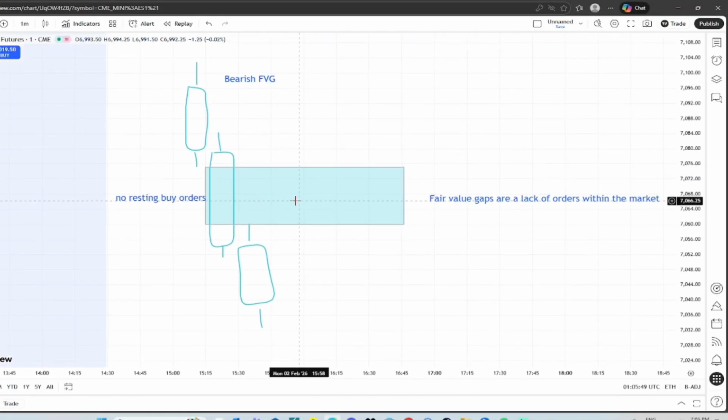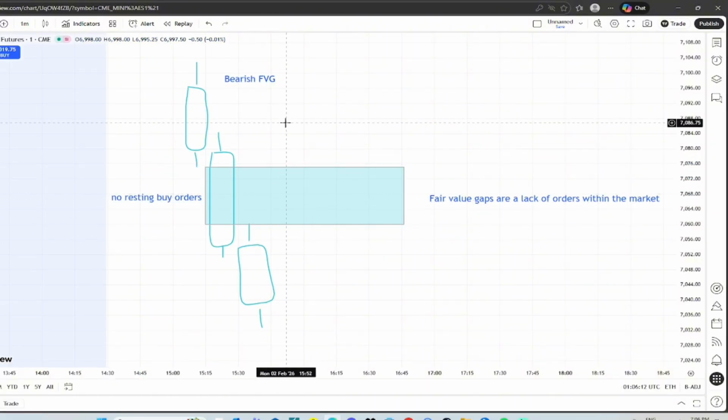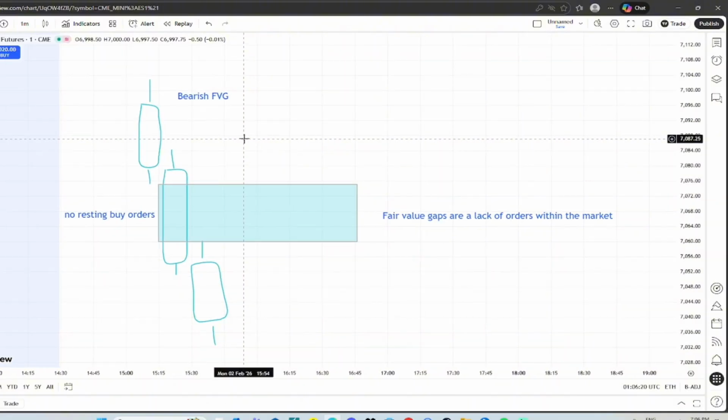So right here, as you guys know by now, there's bearish and bullish. This would be a bearish fair value gap because we had bearish price action. A fair value gap is a 3 candlestick pattern where there are no resting buy orders. There's no resting buy orders in bearish fair value gaps, and there's no resting sell orders in bullish fair value gaps. I don't know if that makes sense yet, but let's get more into it. So there's a lack of orders within the market.